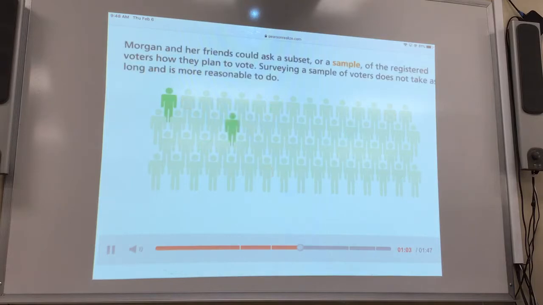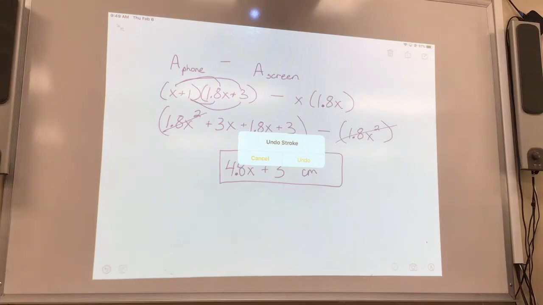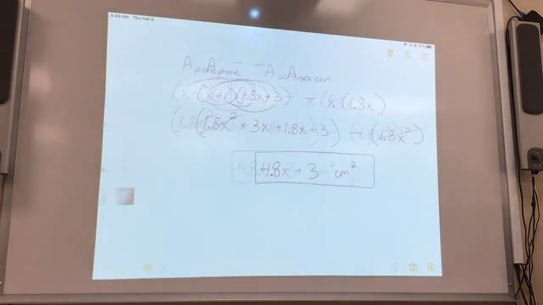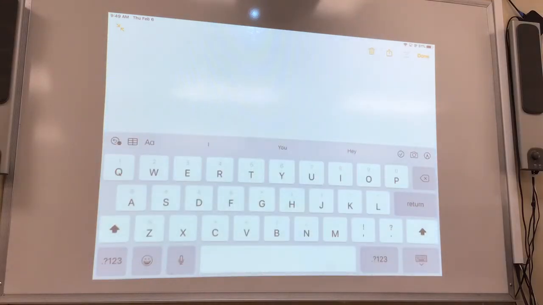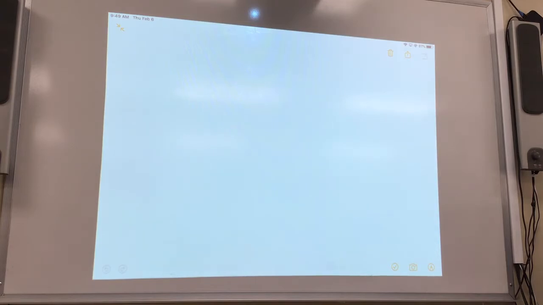Morgan and her friends could ask a subset or a sample of the registered voters how they plan to vote. Actually, we gotta take a couple of notes here. There were 2 vocabulary terms already. Did you catch what they were? Subset. Yeah. Actually, the vocabulary was sample. But before that. Okay, first word, oh wait, what are we on? 6-1, population. Okay, so number 1, vocabulary term population.